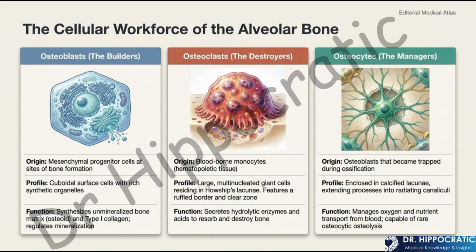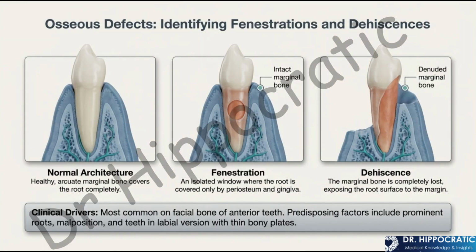Well, if these cellular workers are constantly tearing down and rebuilding the jaw based on mechanical strain, what happens when the anatomy itself sets them up for failure? Now, coming to next slide, the clinical section of the atlas shows these osseous defects that genuinely make me cringe. Yeah, they can look pretty alarming. I'm looking at fenestrations and dehiscences. How does a tooth end up with a literal window in the bone exposing its root?